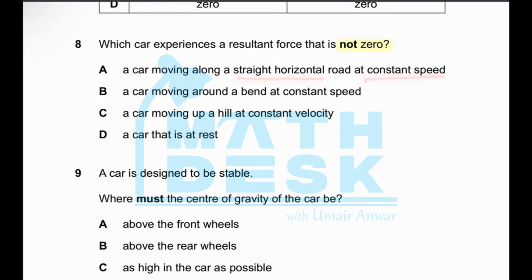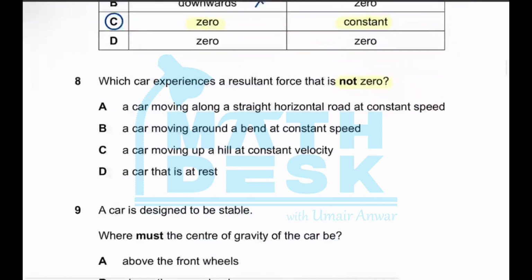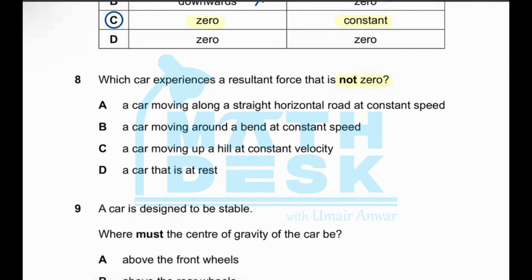Part B, a car moving around a bend at constant speed. Okay, now the direction is changing. Since the direction is changing, so there would be acceleration in the object and the resultant force is not going to be equal to zero. Part C says a car moving up a hill at constant velocity. Since the velocity is constant, so the resultant force is again going to be zero because the acceleration is zero. A car that is at rest, that is also the case where acceleration is zero and the resultant force is also going to be zero. So the part B would be the option which would be the correct in this scenario.